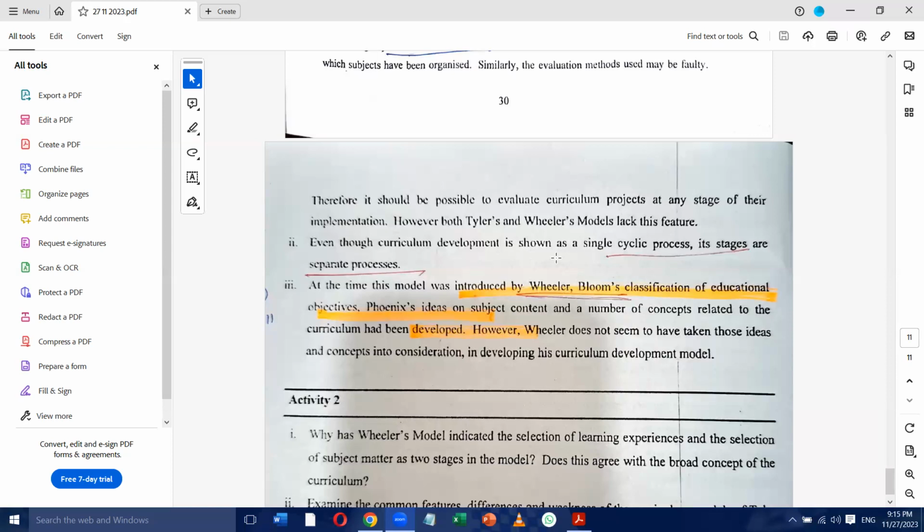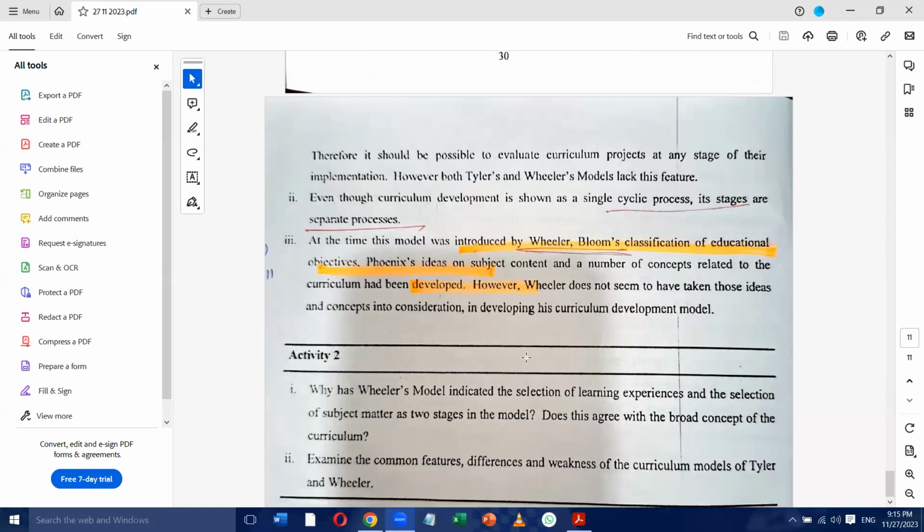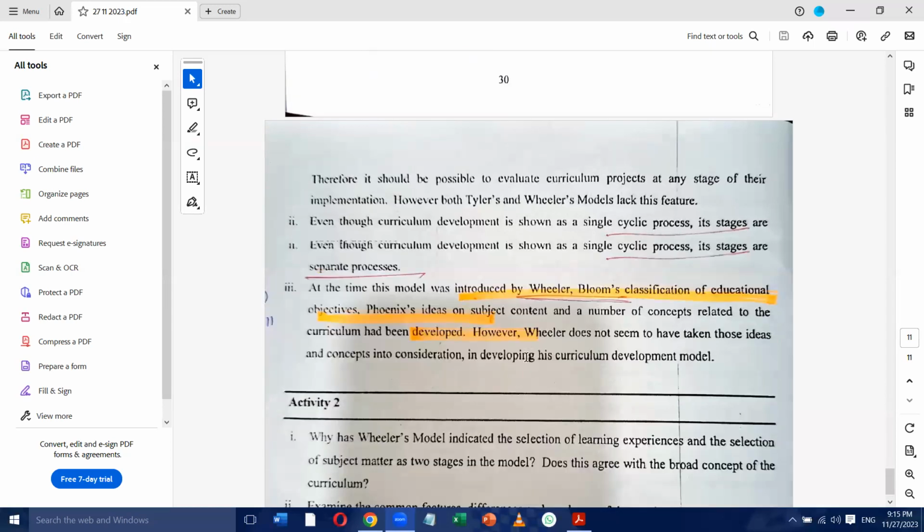So even though curriculum development is shown as a single cyclic process, its stages are separate processes. At the time this model was introduced by Wheeler, Bloom's classification of educational objectives, Phenix's ideas on subject content and a number of concepts related to the curriculum had been developed. But unfortunately, Wheeler does not seem to have taken those ideas and concepts into consideration in developing his curriculum development model. So this is very important.